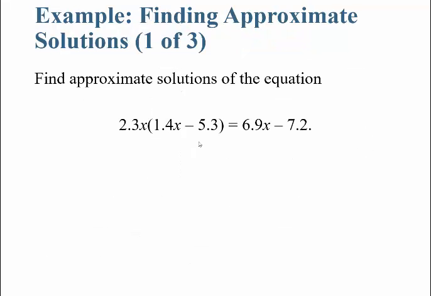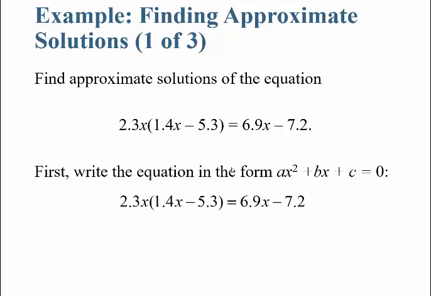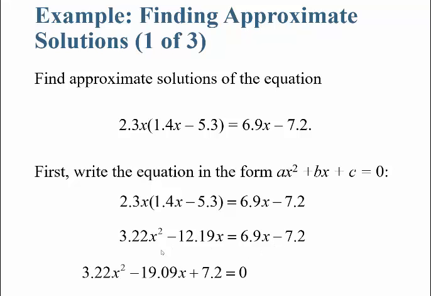Okay, so let's try this one. Let's find the approximate solutions to this one here. You'll notice that it's 2.3x times the quantity 1.4x minus 5.3 is equal to 6.9x minus 7.2. The first thing you're going to have to do is write this equation in the form ax squared plus bx plus c is equal to 0. So distribute the 2.3, then subtract this over and add the 7.2 over. And this is what you have: 3.22x squared minus 19.09x plus 7.2 is equal to 0.